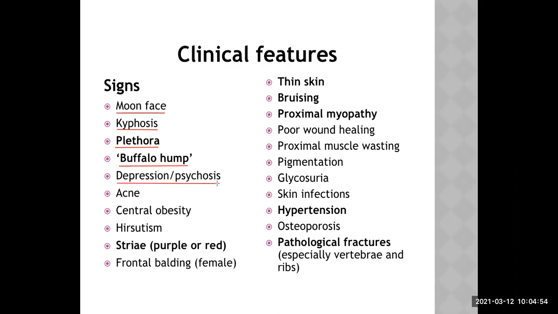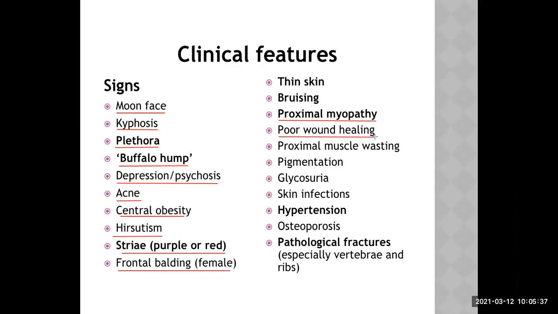Depression as well as psychosis may occur in the patient, both. These are the effects of excessive glucocorticoids. Acne, a bit of excessive sex steroid. Central obesity or truncal obesity, we say. Hirsutism, again because of excessive androgen. Striae, purple or red, because of splitting of the skin as a result of decreased protein synthesis. Frontal balding in case of female, again because of androgen effect. Thin skin, bruising, and proximal myopathy all are related with decreased protein synthesis.